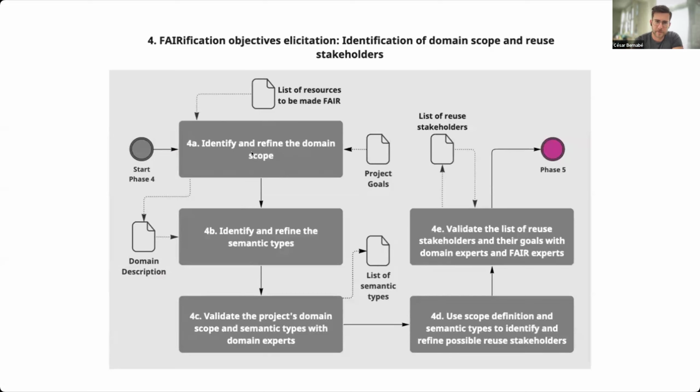And it uses the description of the domain to identify and refine semantic types, which are like the main elements of scope. For example, in the case of rare diseases, the semantic types will be like patient, disease, diagnosis, genotype, phenotype, etc. And then it uses these semantic types, which are then validated with domain experts, to identify and refine possible reuse stakeholders. And we focus on this because we assume that reusability is the ultimate goal of FAIR, and therefore you must identify some possible reuse scenarios of your FAIR data. So you prepare it for some use cases.